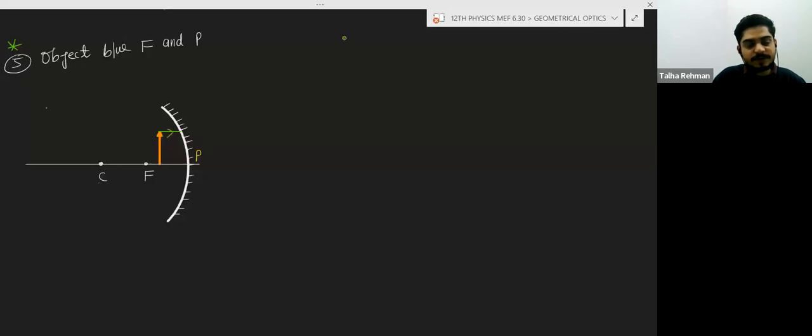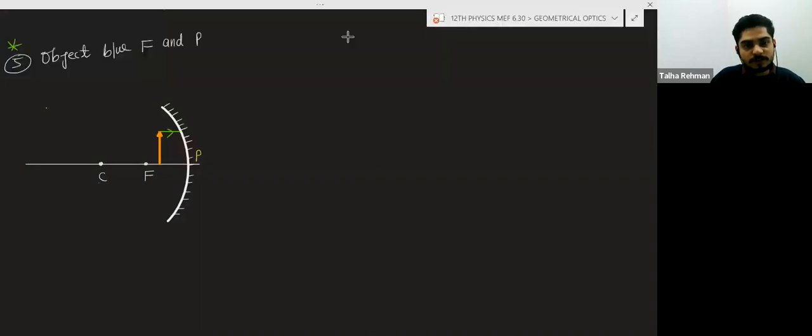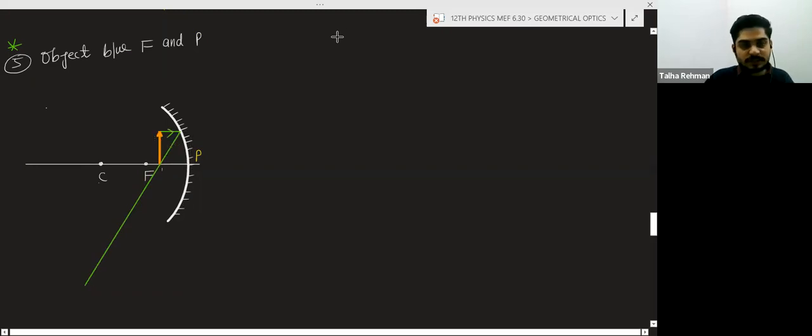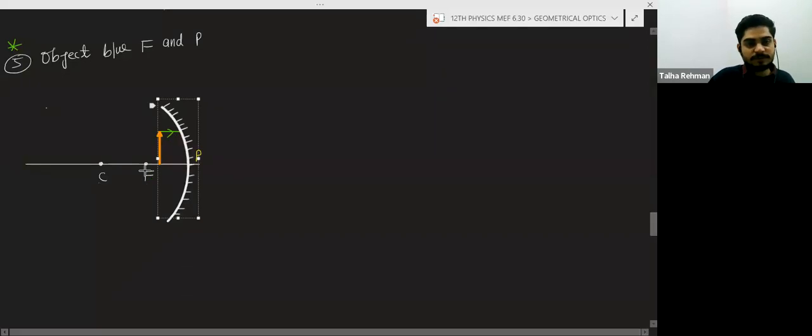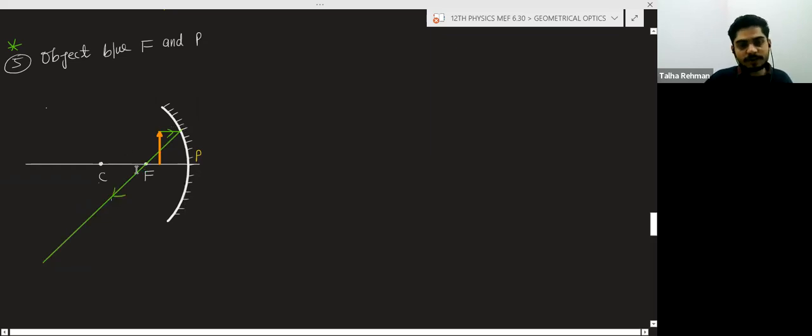Okay, so this is the incident ray parallel to the principal axis. After reflection, it will pass through the focus. Now another ray. Okay, this is the incident ray parallel to the principal axis. After reflection from the mirror, it will pass through the focus, like this.